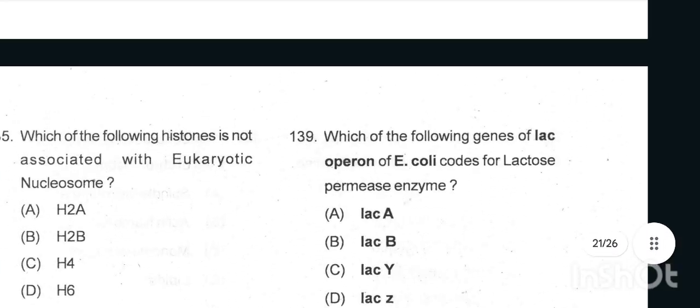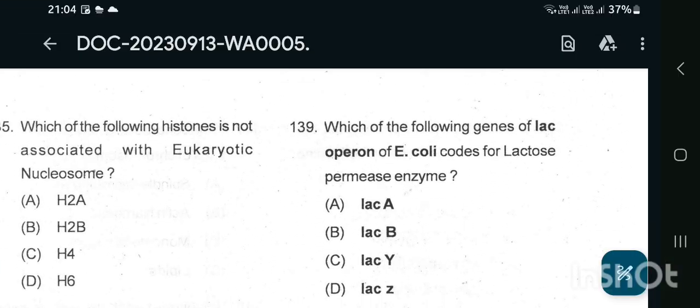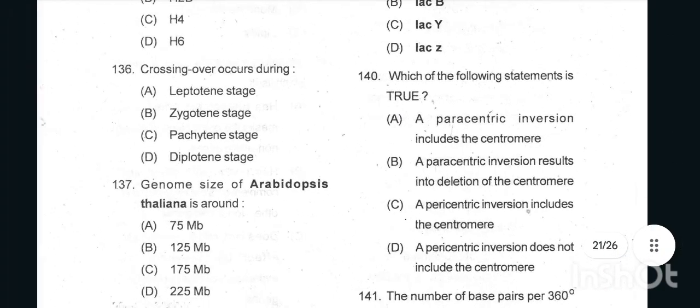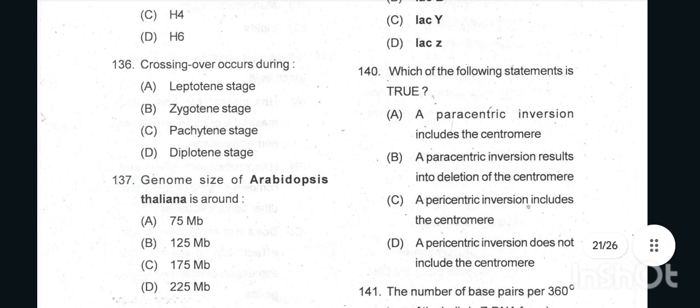Then question number 139, which of the following genes of lac operon of E. coli codes for lactose permease enzyme? Here the answer is option C, which is lacY, which codes for permease enzyme in lac operon. Then question number 140, which of the following statements is true? A paracentric inversion includes centromere.